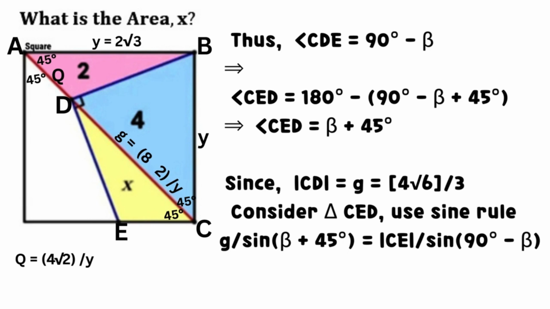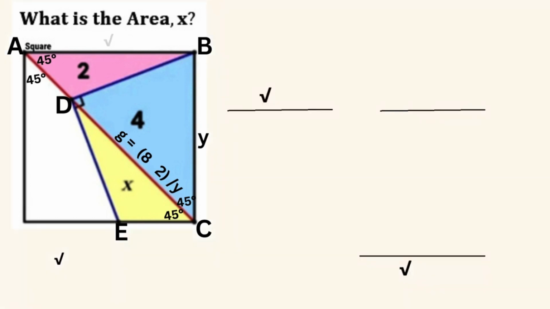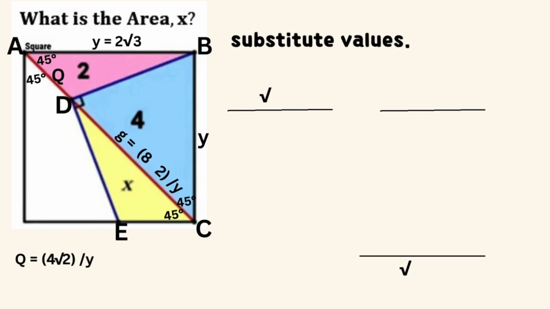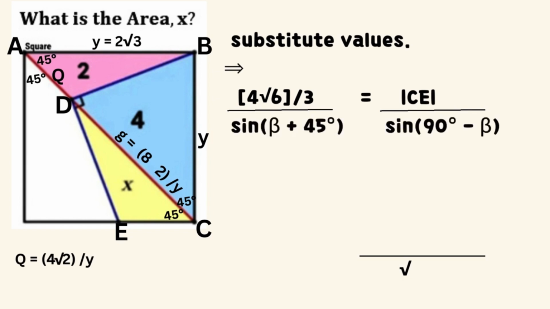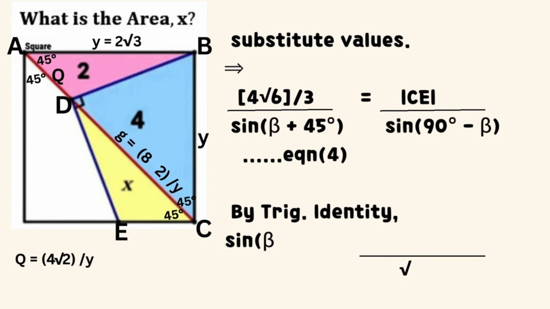use the sine rule. G divided by sine of the sum of beta and 45 degrees equals line CE divided by sine of 90 degrees minus beta. Substitute values. We obtained equation 4 as shown on the screen. By trigonometric identity, sine of the sum of beta and 45 degrees equals the sum of sine beta and cosine beta, all divided by the square root of 2.